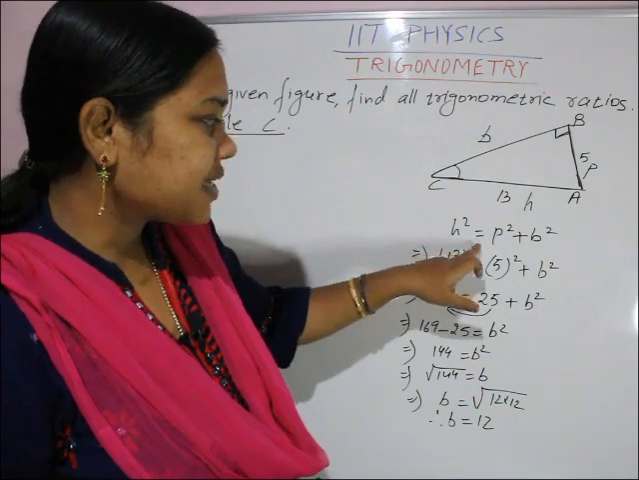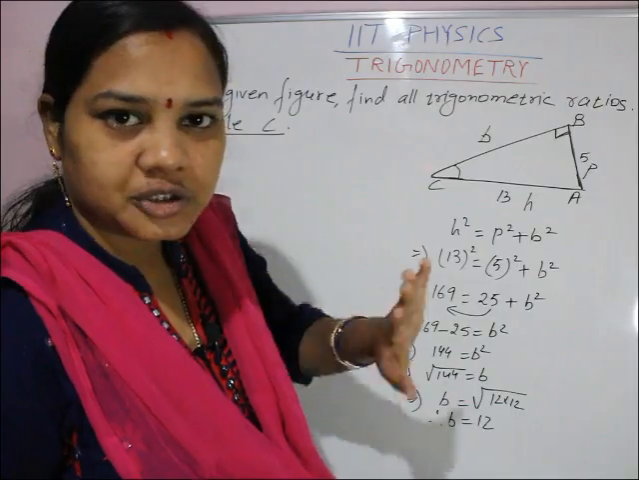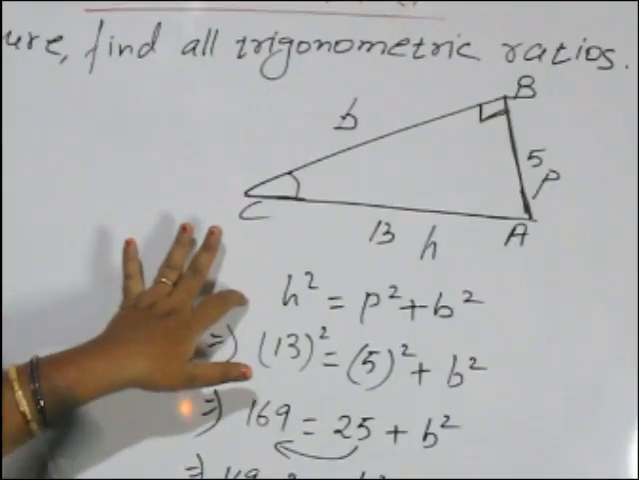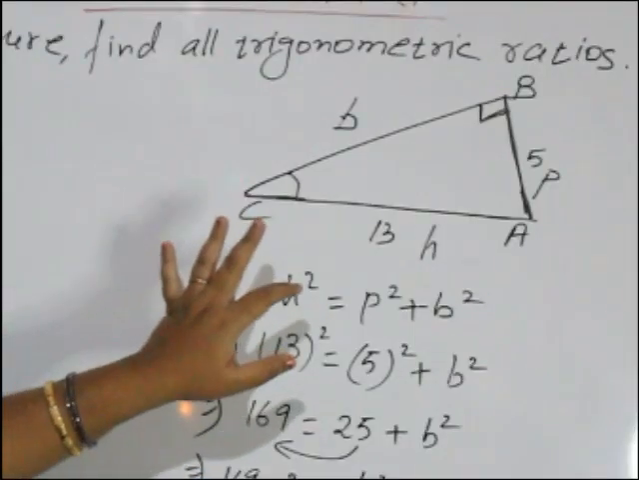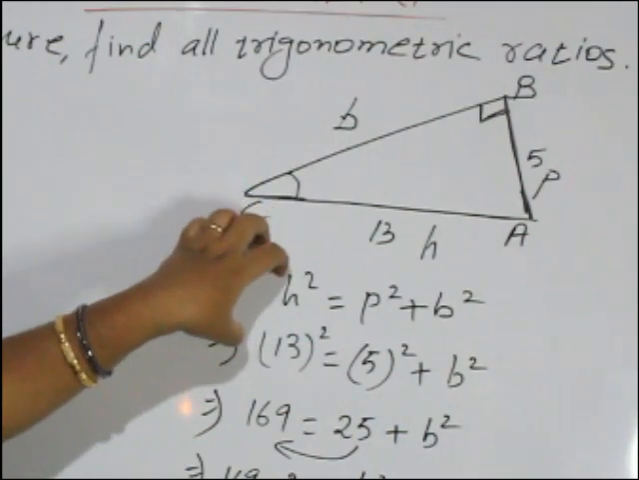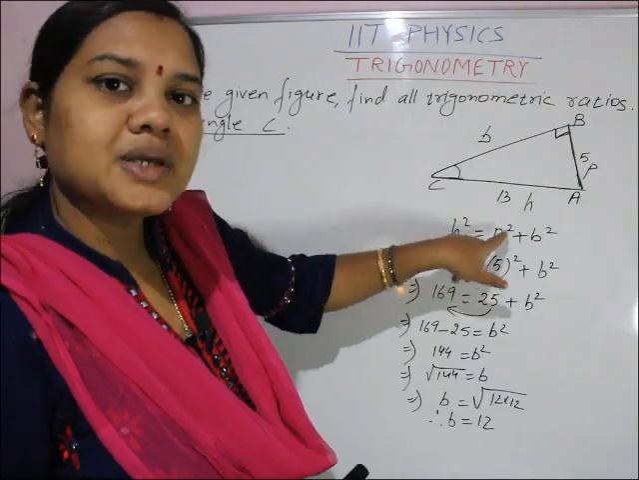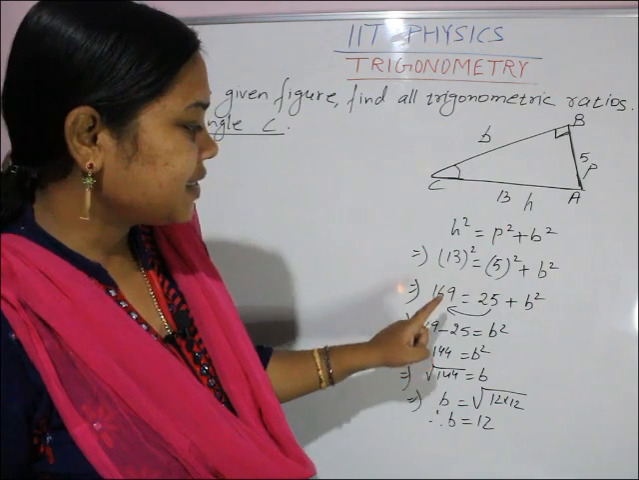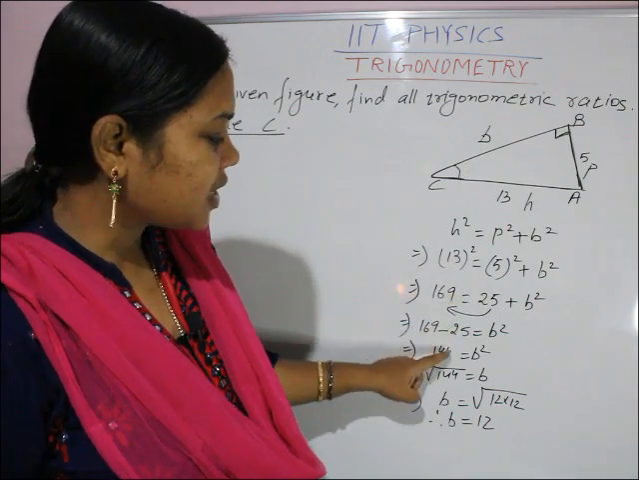H square plus P square plus B square you should not write. H square is equal to P square plus B square. H square is equal to P square plus B square. There is an equal to sign. Can you see?